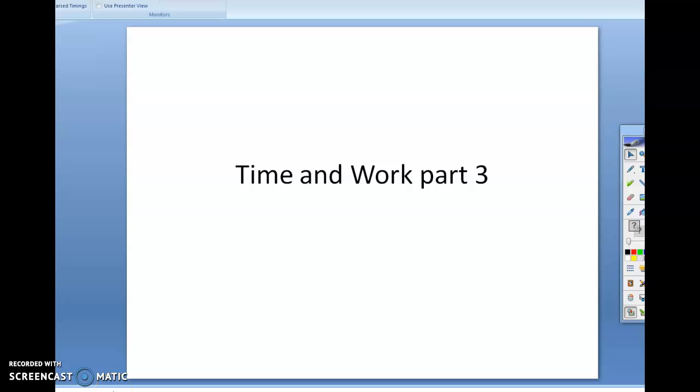Now we are going to see time and work part 3. So far we have seen a few questions in part 1 and part 2. So let us move to part 3.